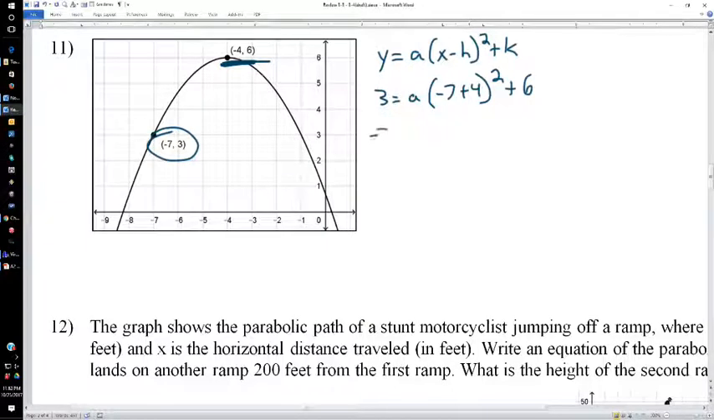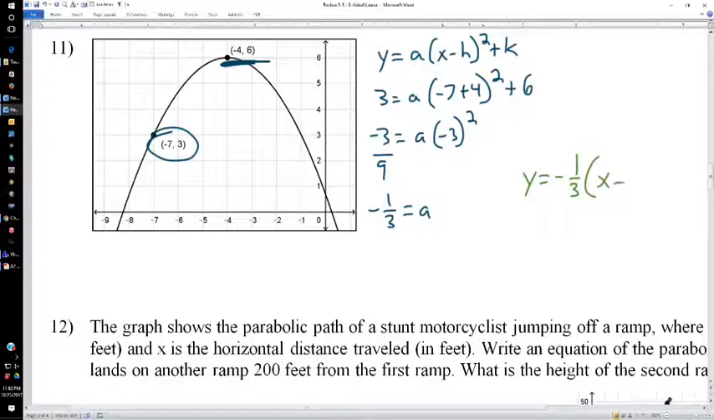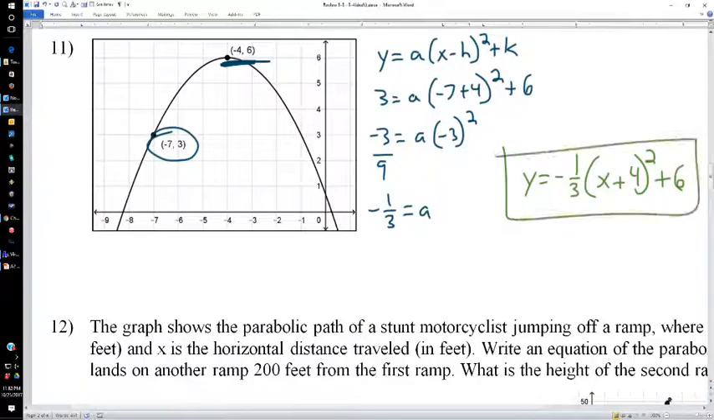If I subtract the 6, that becomes negative 3. Negative 7 plus 4 is negative 3 as well. Negative 3 squared is 9, so I'll divide this by 9. Negative 3 divided by 9, that's negative 1/3 equals a. And again, you can turn that into a decimal, but actually this one I don't want you to because it's repeating. So y equals negative 1/3 times (x plus 4) squared plus 6. That's your formula. Okay. Pause and give 12 a shot.